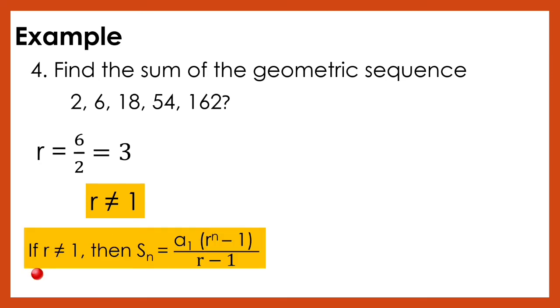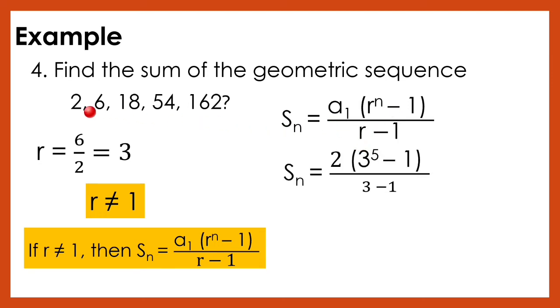If our common ratio is not equal to 1, then ang gagamitin nating formula is S sub n equals a sub 1 times r raised to n minus 1 all over r minus 1. So, this is our formula. The next step is to substitute a sub 1, r, and n. So, our a sub 1 is 2.